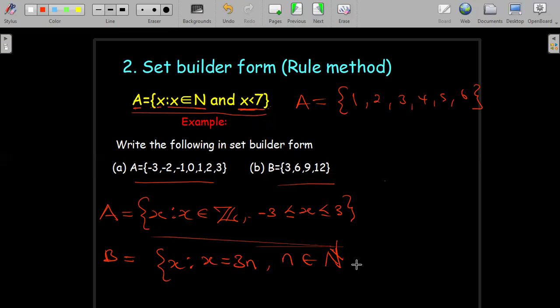And of course, what other condition does my n have? I have 4 numbers here: 1, 2, 3, 4. So my n is a natural number, and n has to be less than or equal to 4, like that. So this is how I write it. Do you have any questions?